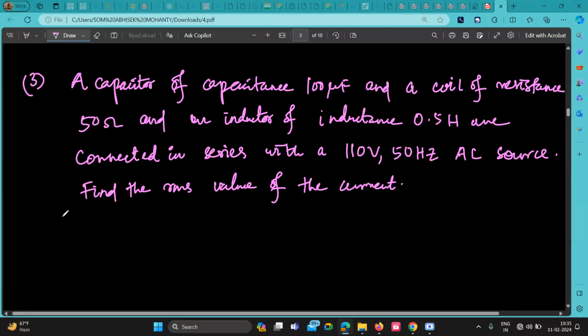Okay, try this question. Capacitor of capacitance 100 microfarad, coil of resistance 50 ohm, and inductor of inductance 0.5 Henry are connected in series with a 100 volt 50 hertz AC source. Find the RMS value of the current. Try this question.